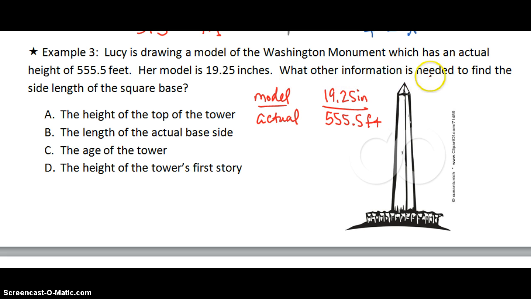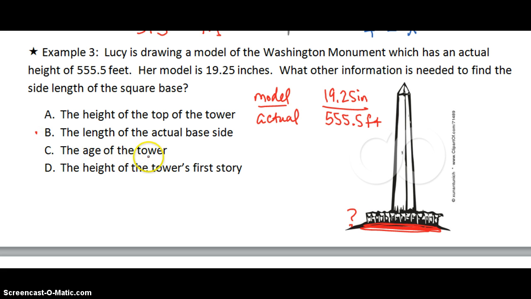What other information is needed to find the side length of the square base? So this is her drawing, and if we were looking for the base, what else does she need? Does she need to know the height of the top of the tower? No, we already know its height. Does she need to know the length of the actual base? Well, if we're trying to make a scale drawing for the base, they have not given us any information about the base. I think that sounds like a very good choice.